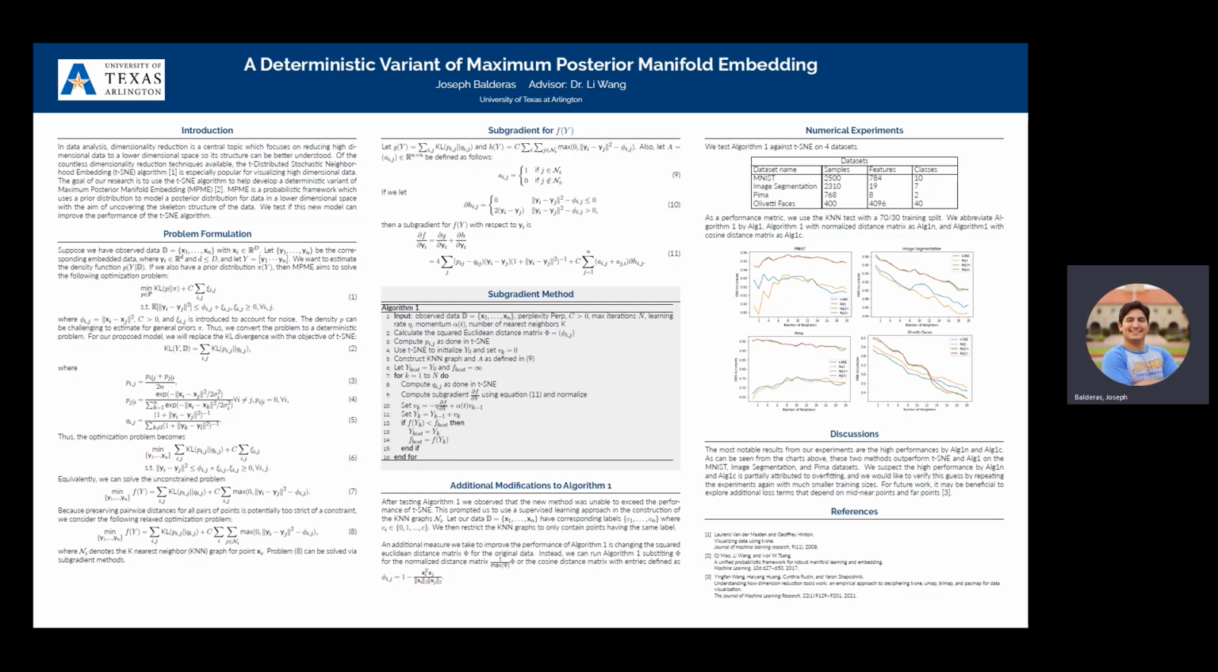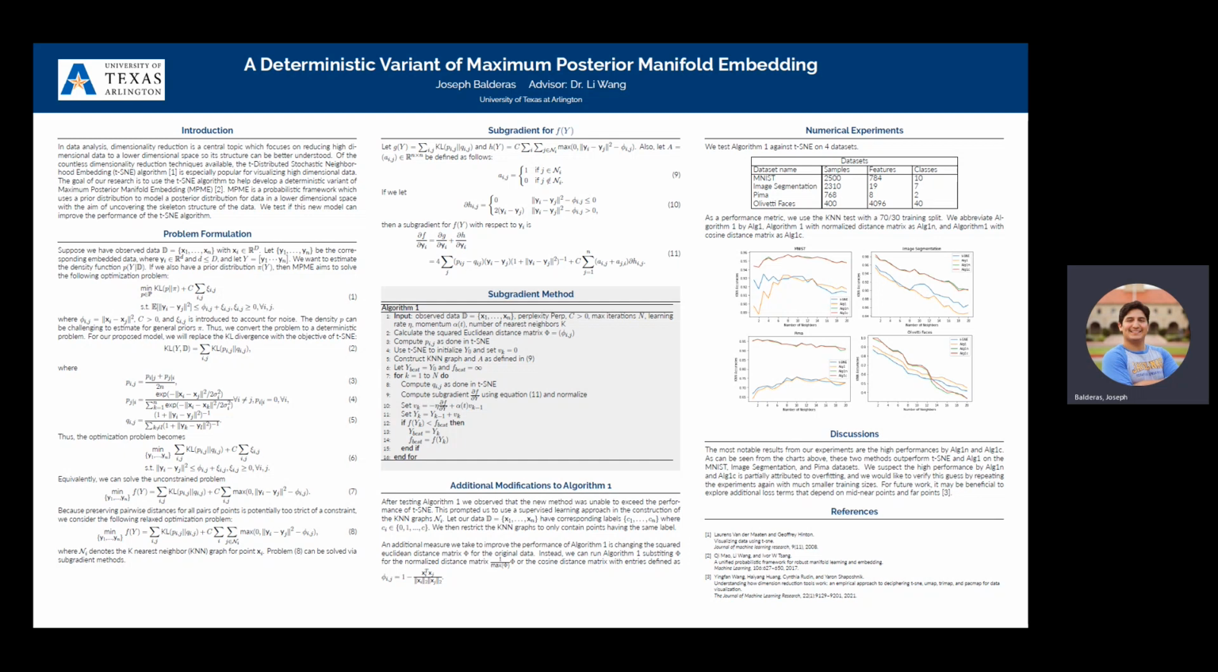An additional measure we take to improve the performance of algorithm 1 is changing the squared Euclidean distance matrix for the original data. Instead, we can run algorithm 1 substituting the Euclidean distance matrix with the normed distance matrix. So that's the Euclidean distance matrix, but we divide each entry by the maximum entry. We can also use the cosine distance matrix, which has entries given by phi sub ij.